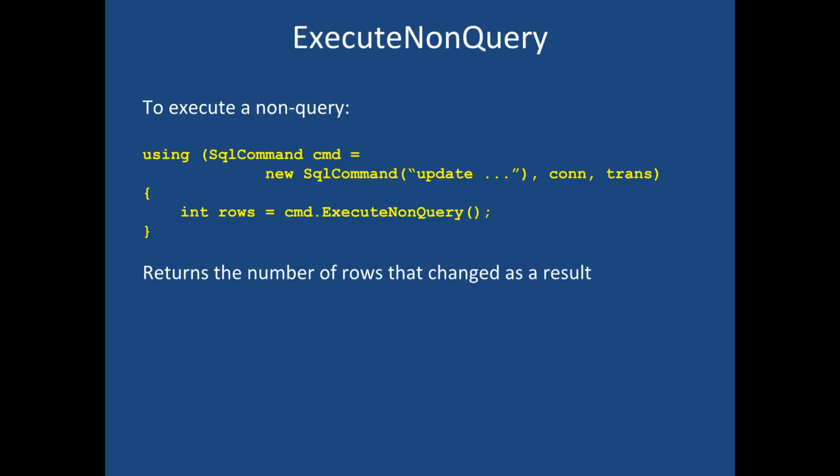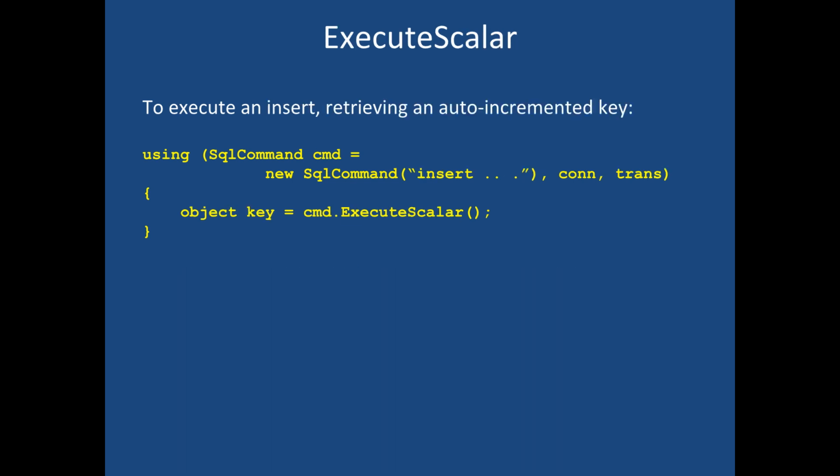That's an example of executing a non-query. So you put some update, you execute it, and you're told how many rows changed. You can use that to make sure nothing unexpected happened. Suppose you're doing an insert and you're expecting to get a value auto incremented for you, you run it this way, and you get back the thing that was auto generated for you, and you can do something with it.